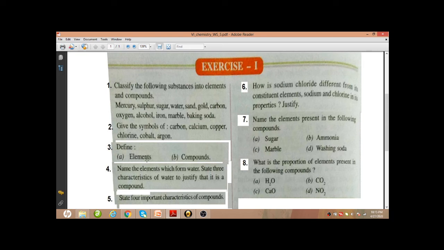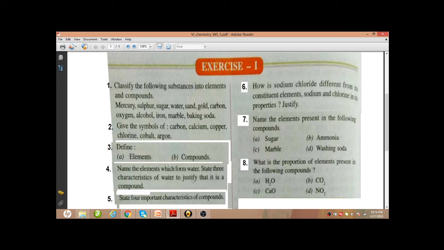Okay, next, name the elements which form water. So water, the constituent elements are hydrogen and oxygen. State three characteristics of water to justify that it is a compound. This again you will get in your study material. So how to write that? The first point is in water, the proportion of hydrogen and oxygen is fixed. From anywhere we can collect the water, the proportion will be fixed. So this is the first characteristic of a compound which we are getting in water.